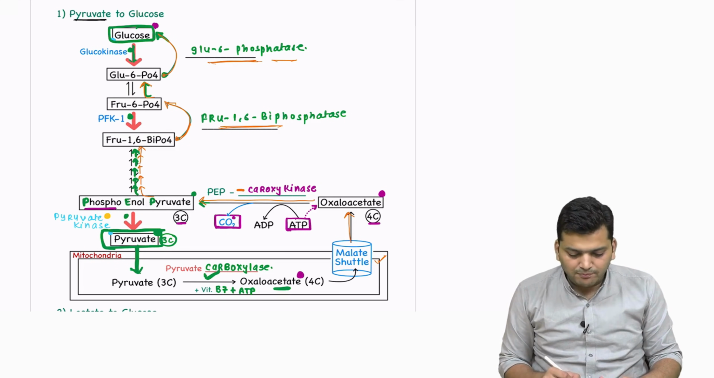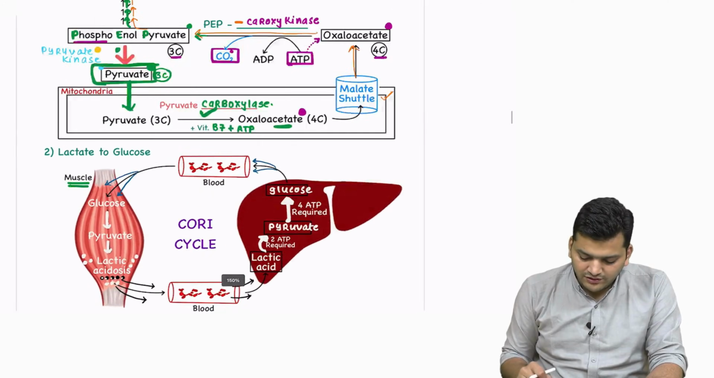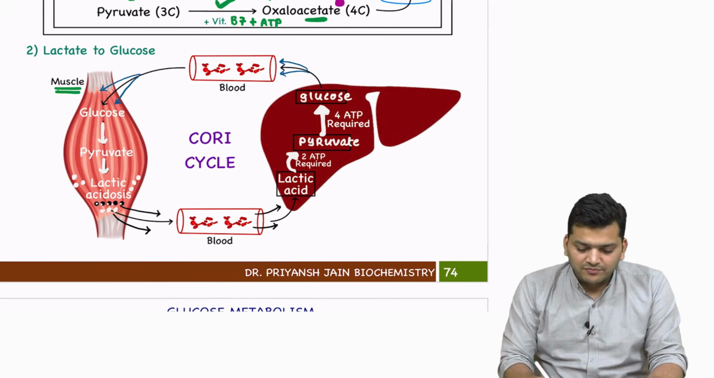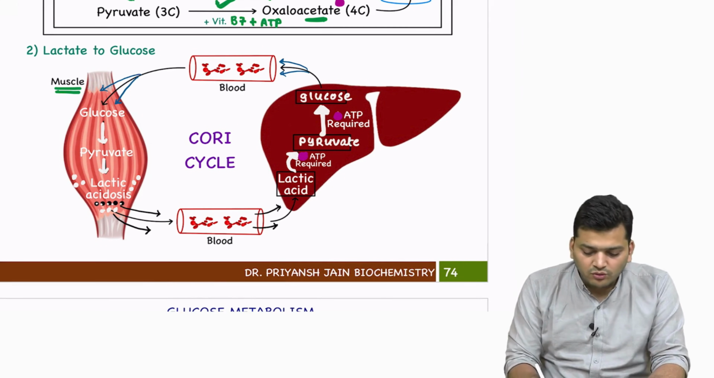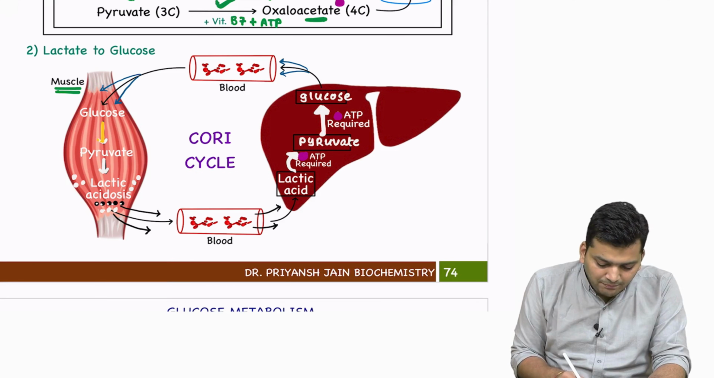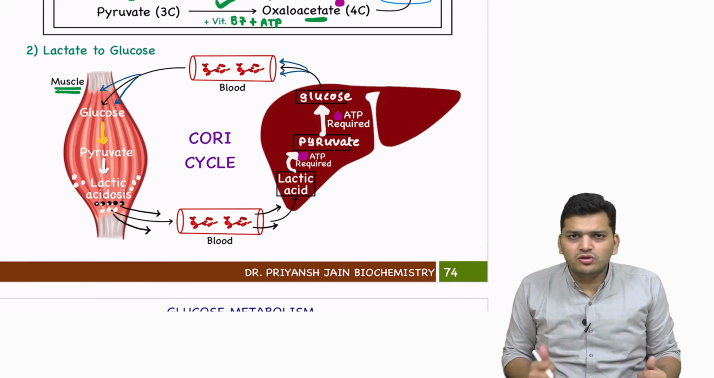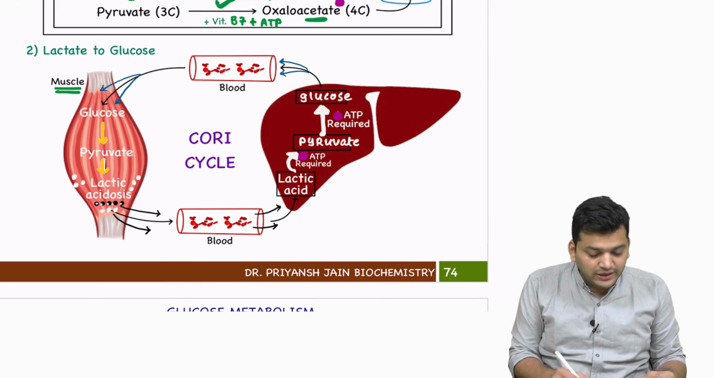And ultimately from pyruvate, we will be able to make the glucose. Now coming to the next one, how we can convert the lactate into glucose. See, what happens is when the muscles are consuming the glucose molecules, they generate the pyruvate, and if you are doing exercise, the muscles will consume the glucose very fast. The muscle will do anaerobic glycolysis, and the product is going to be lactic acid.